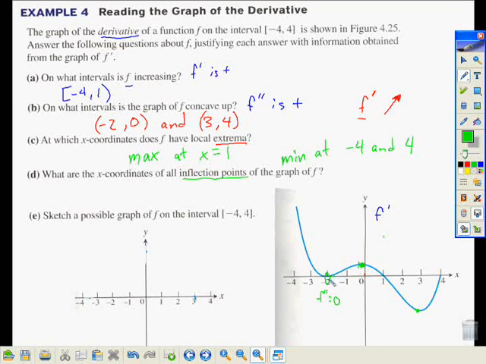Yeah, so we're increasing and then we're decreasing. Again, I'm just kind of rounding this to 0. It looks like it's a little bit less than that. But again, my f double prime is going to be equal to 0 because this is the derivative of the first derivative. And then I'm going to get another one over here at 3.